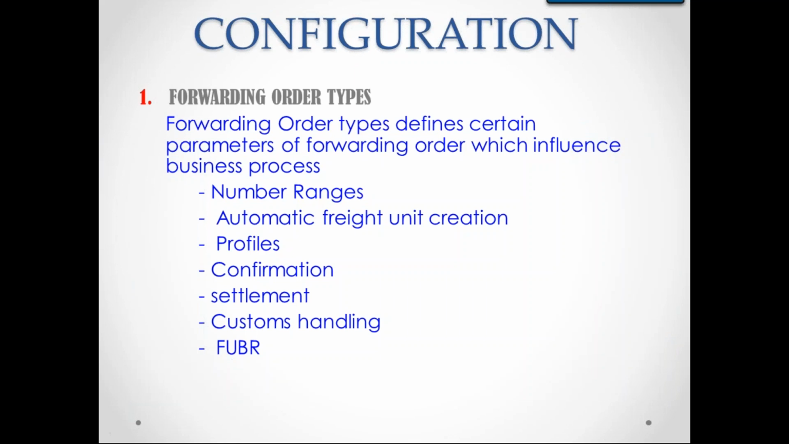As far as configuration is concerned, we have to create forwarding order types. The forwarding order types define certain parameters for the forwarding order which influence the business process, like number ranges and automatic freight unit creation. These are the important parameters we have to consider for the forwarding order types. I have listed some of the parameters here, but in detail I will tell you when we are looking into the configuration.